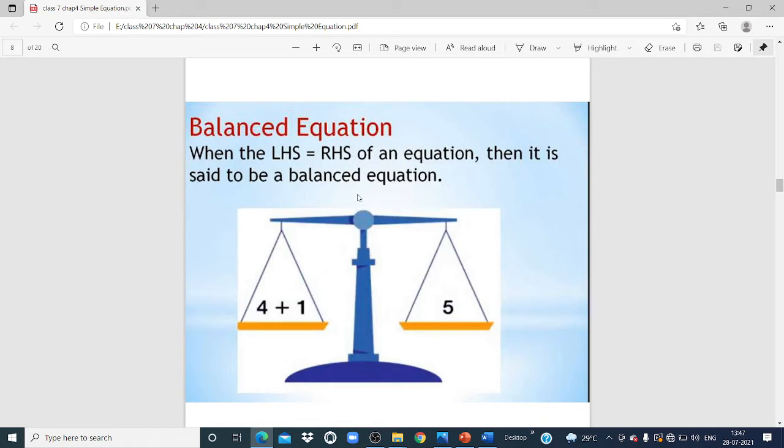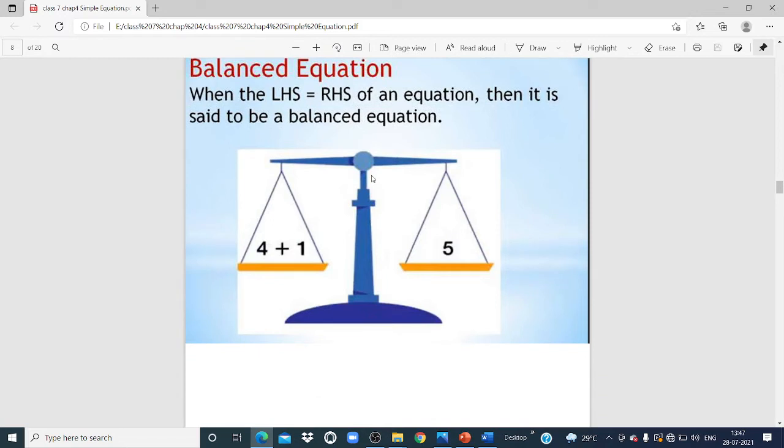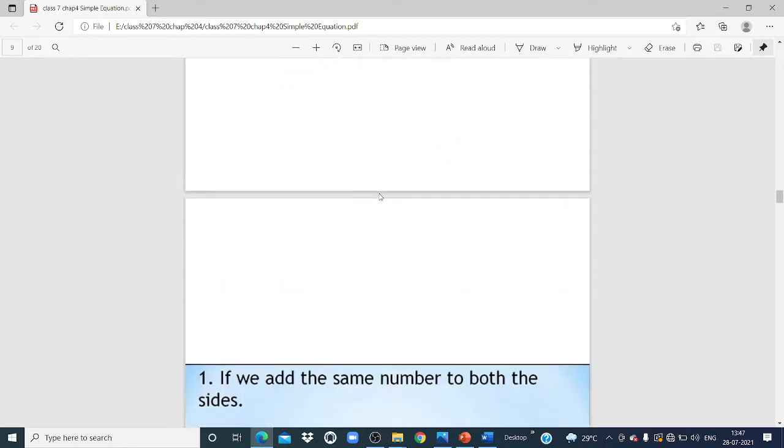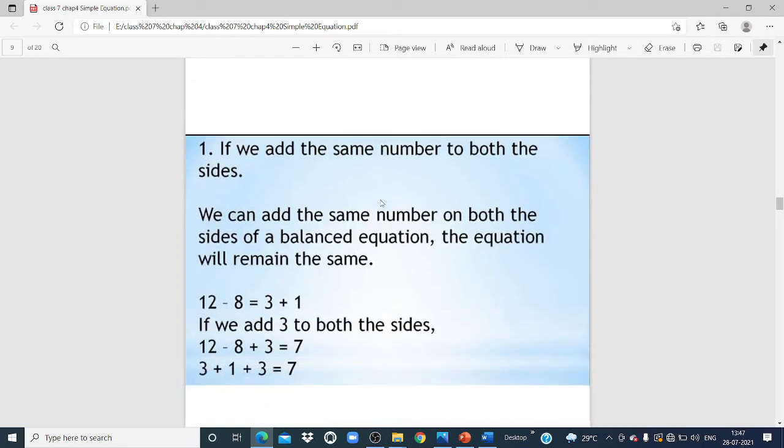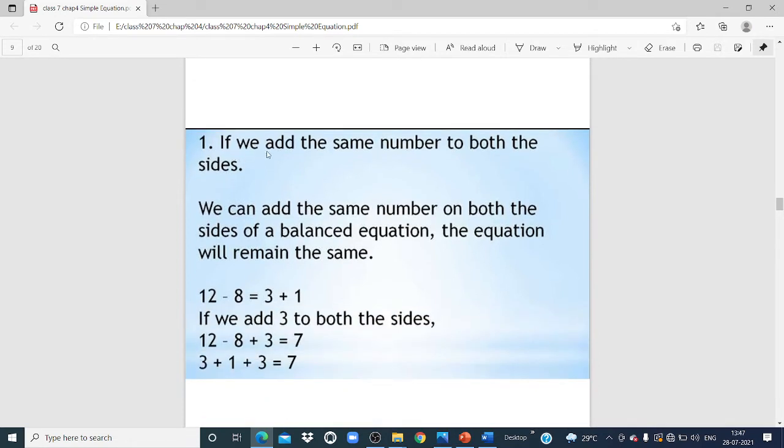Okay. So whenever we are solving a balanced equation, we have to obey some rules. We have to always follow some rules, some conditions. So what are they? The first point is, if we add the same number on both sides, we have to add the same number on LHS as well as RHS. If we are not doing this, then we cannot get the balanced equation. We can add the same number on both sides of the balanced equation, then the equation will remain the same. Let's take some examples.